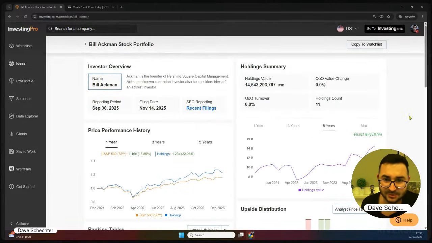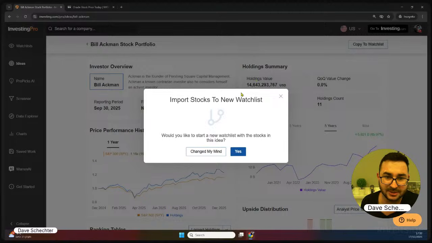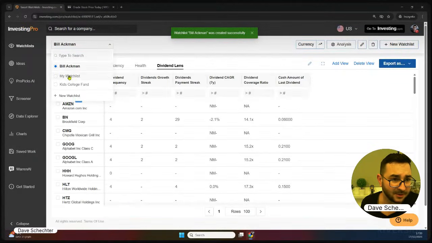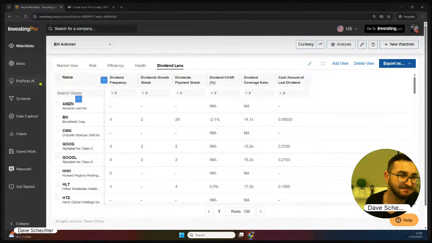So it's really just a really good way to take a look at all these different investors and see what's in their portfolio and maybe try to copy a thing or two of what they're doing. Let's say I wanted to copy the entire portfolio to create a mock portfolio to see how it performs. I can, of course, just copy the watch list. And it's now part of my portfolio selection that I can choose to view.